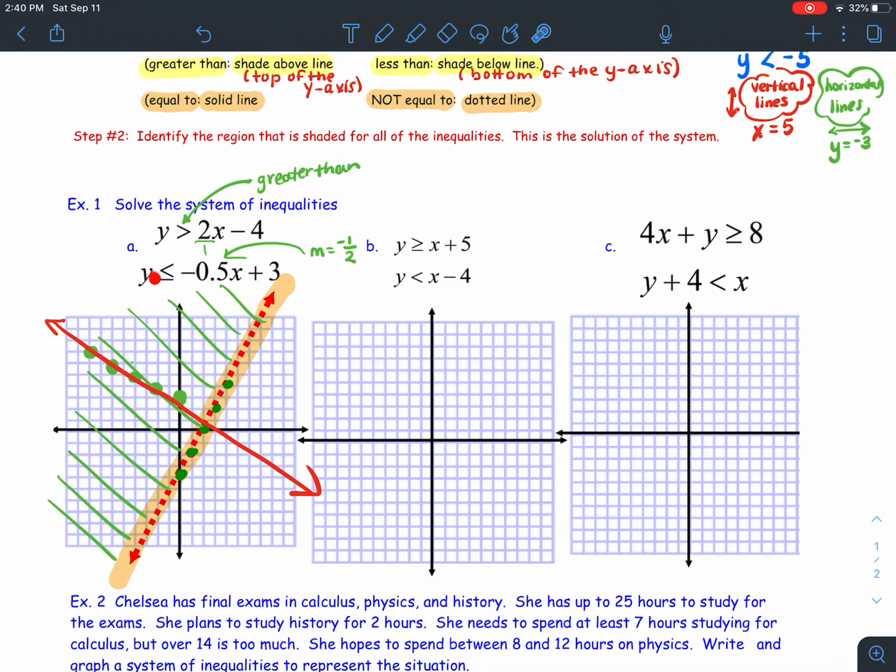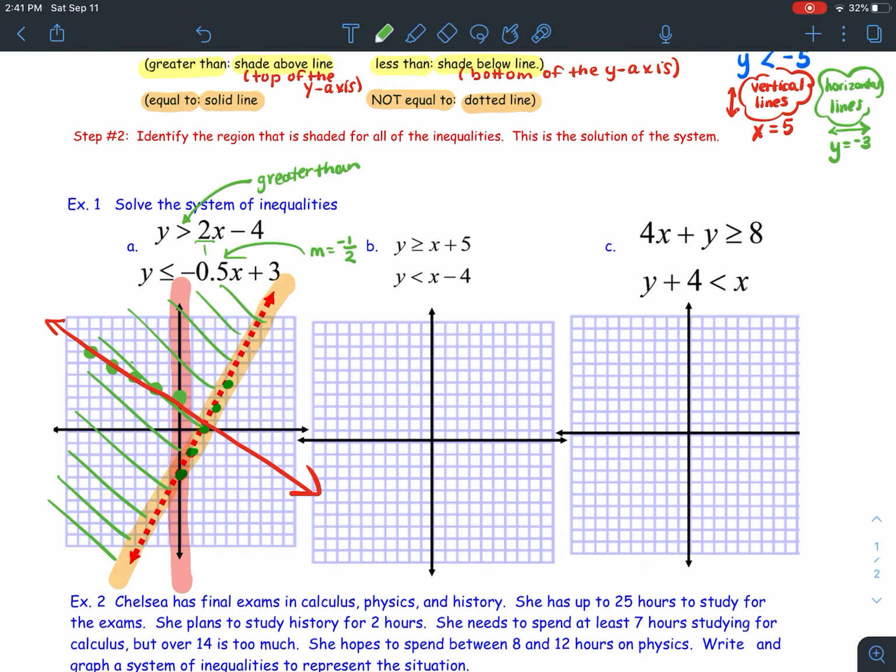Now I need to again look closely at what symbol I have here to determine whether I should be shading the side of that line that includes the top part of the y-axis or the bottom. I have a less than symbol, so that means I'm going to shade the side of this line right here that includes the bottom part of the y-axis. Sometimes I like to take my highlighter and highlight the y-axis. I'm going to shade the side of this line that includes the bottom part of the y-axis.